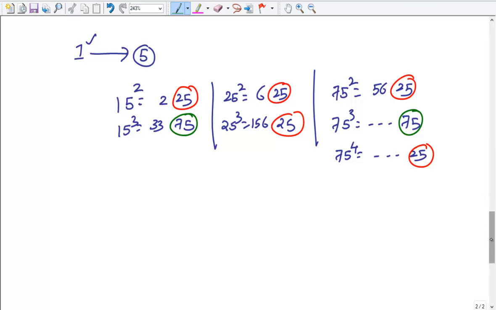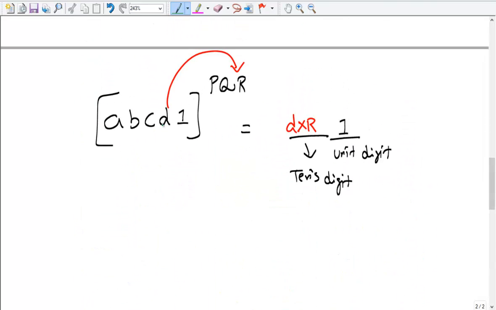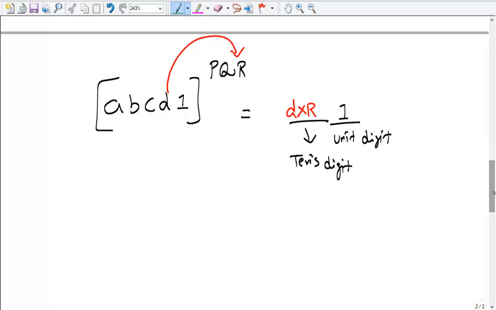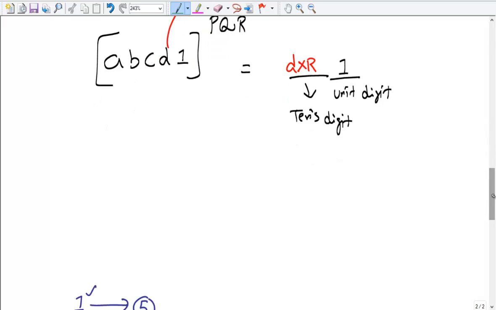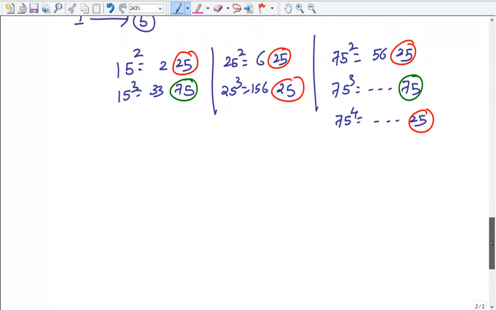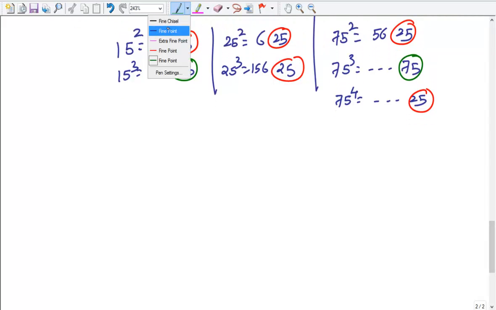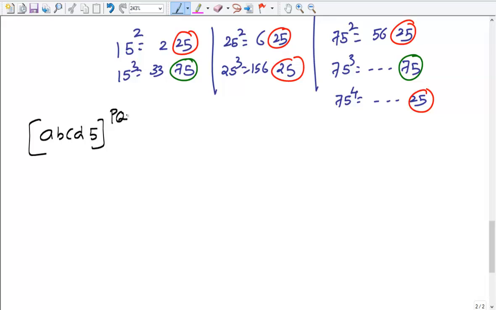Again, as we have done it for 1 actually, that's what we have taken d and r here. We can simply take the same thing here. We can simply consider it for a number ending with 5. So let me tell you, if we have a number, let's say ABCD ending with 5, and then I've raised its power to some PQR, let's say. Now unit digit is anyways 5. 5 raised to any number is going to end with 5. Now we need to consider the tens digit of the base and the unit digit of the power, which are d and r.